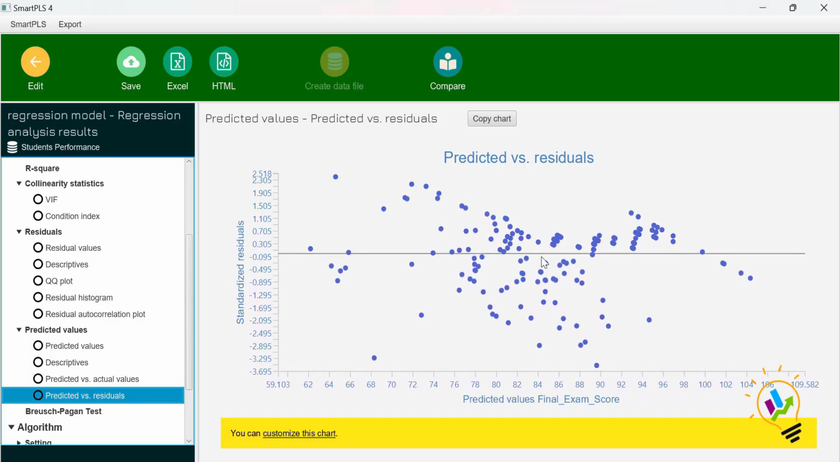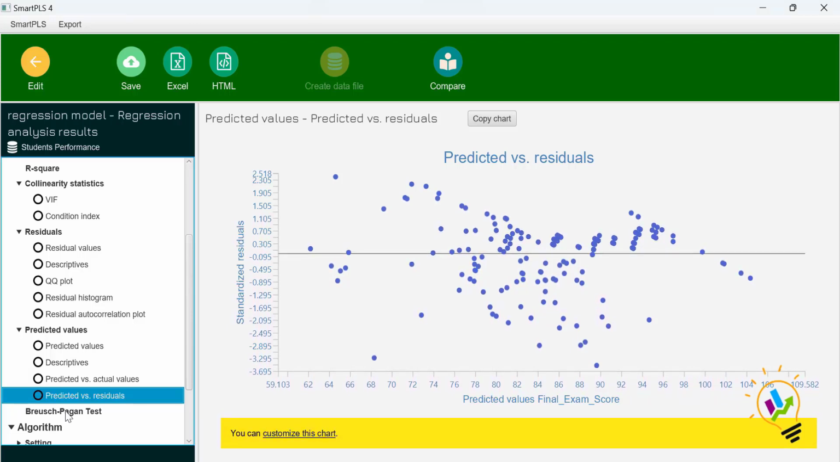This means that there is no systematic pattern to the residuals and that they are not correlated with the predicted values. In the image, the residuals are not randomly scattered around the line y equal to 0. Instead, there is a positive correlation between the residuals and the predicted values. This means that the residuals are larger for higher predicted values. This is a problem because it indicates that the model is not making accurate predictions for higher score students. So this is the graph for predicted versus residuals.